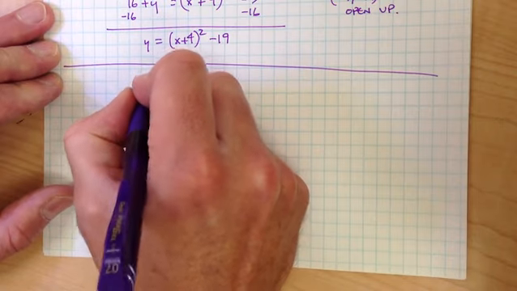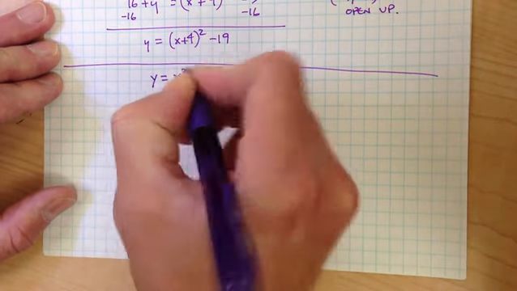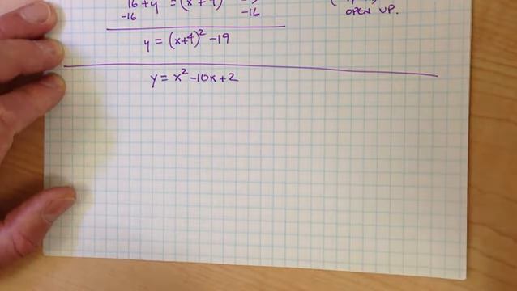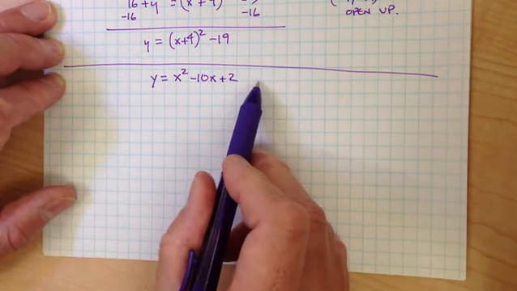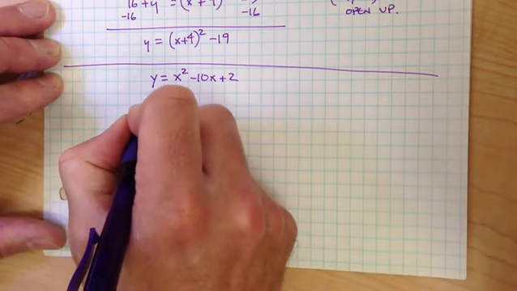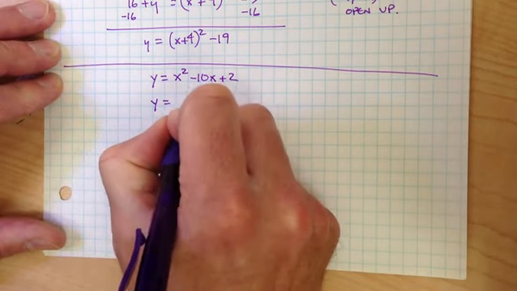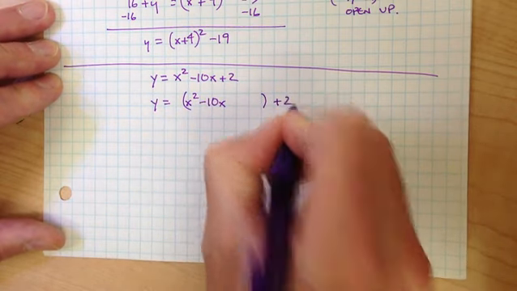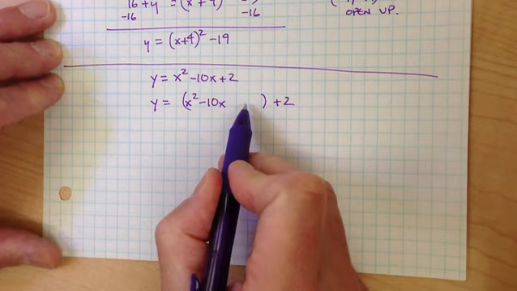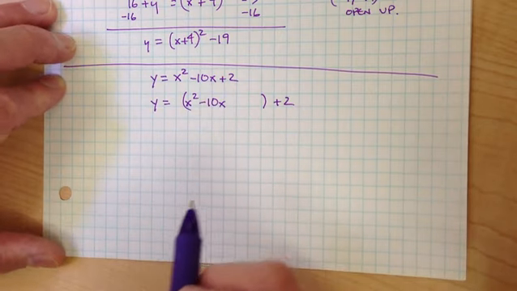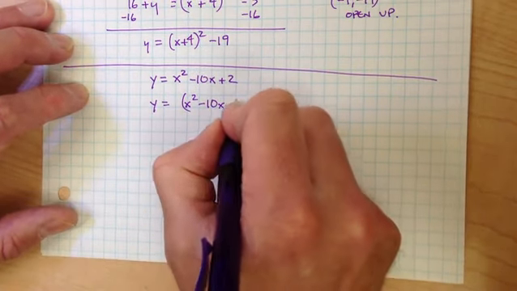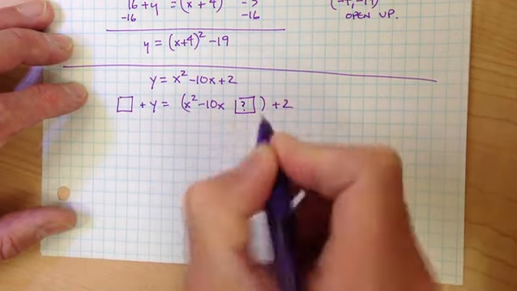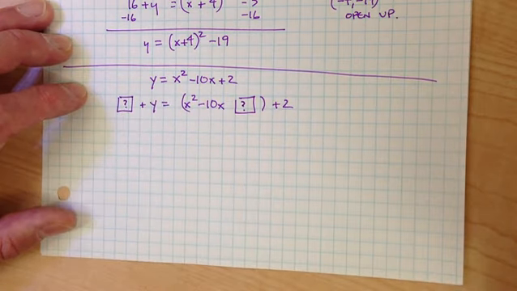Let's look at y equals x squared minus 10x plus 2. First thing I'm going to do is slide this 2 off the back end to make room for my perfect square trinomial. Y equals x squared minus 10x plus 2. What value do I add here to create a perfect square trinomial? So really, here's how I'm thinking about it. What am I going to drop in there? And it has to be the same thing there.